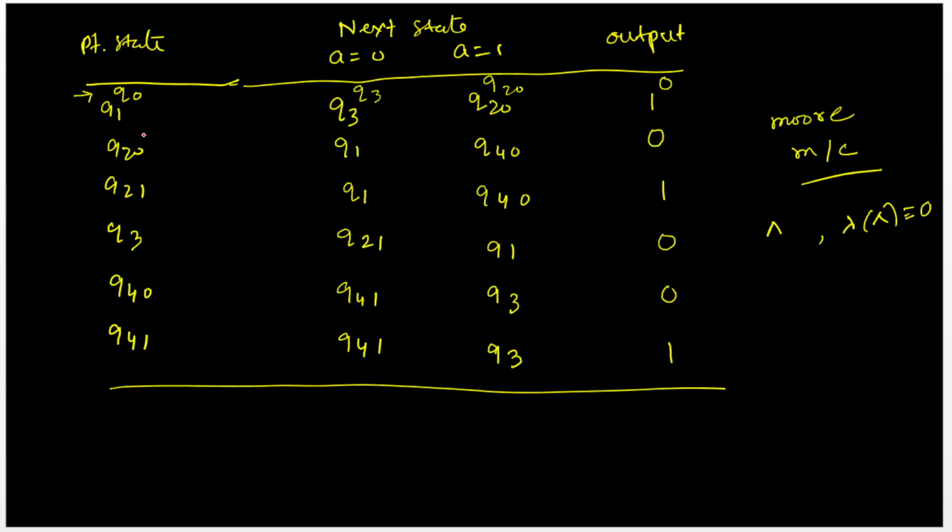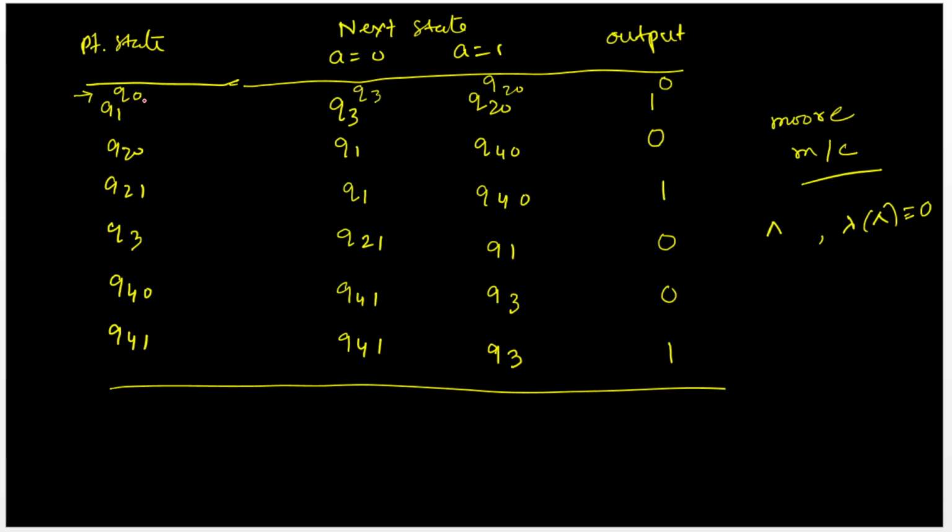But for Q1, if the output is 0 or null, then it is not necessary to add an extra initial state that we have added here. If the output is 0, at that time it is not necessary to add an extra state Q0.